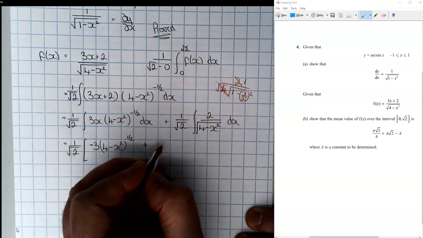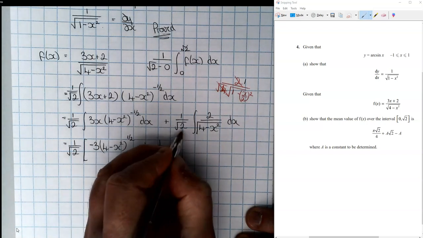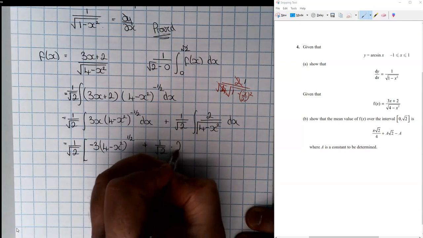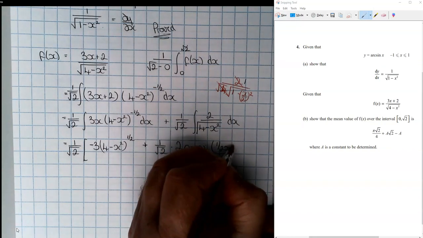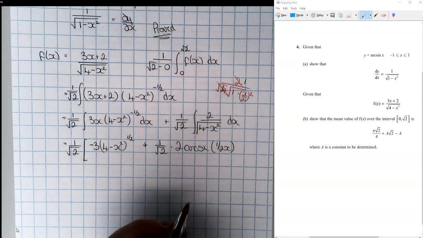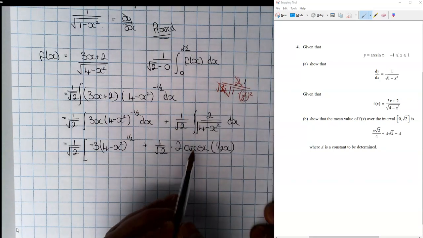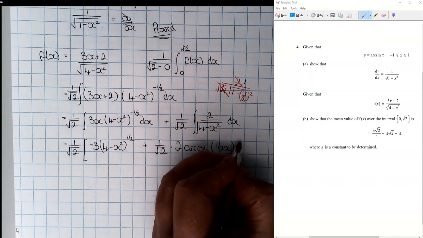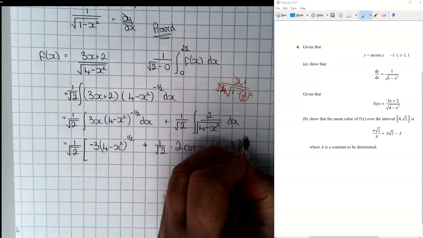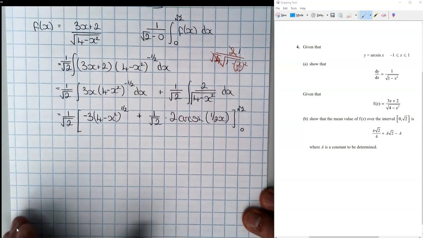So from part A, I hopefully can see I've got 1 over root 2 from the front, then I've got 2 arc sine of a half x. Right, and the reason why I got 2 is, if I differentiate the arc sine, I get 1 over root 1 minus a half x squared, which is this, times the differential of the bracket, which generates a half, hence I need the 2. I'll put the root 2 and 0 in. Okay, and just keep on going.